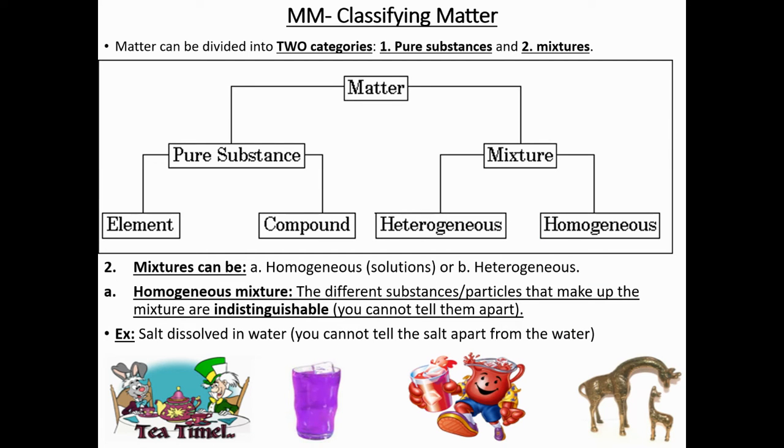So visually, what would this look like for mixtures? So you can have homogeneous mixtures, which we call solutions as well, or you can have heterogeneous mixtures. So homogeneous mixture, the prefix means the part of the word that's in the front. Homo means the same. So you have different particles in the mixture, but they look like they're one. They're indistinguishable from each other. You can't tell them apart. It looks like a uniform composition.